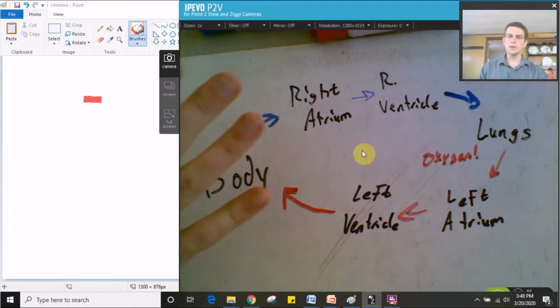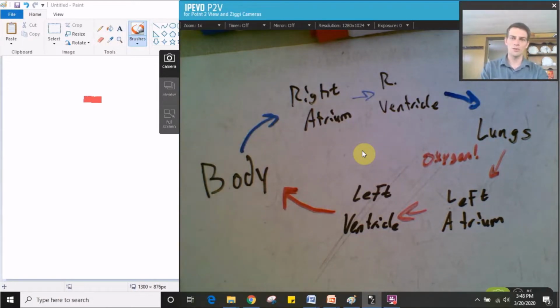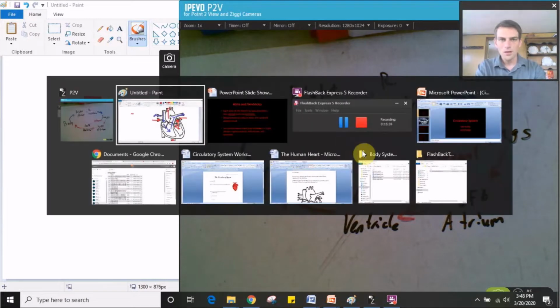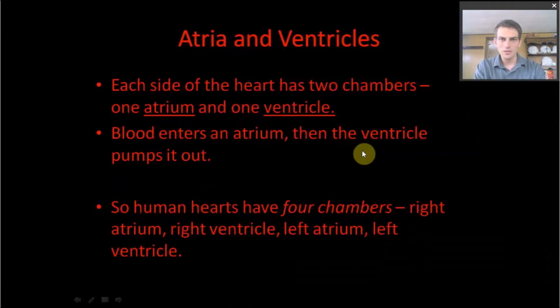Okay, so this would be a good little chart to write down for yourself. It'll help you to understand the whole flow of blood through your heart and lungs and body and make sense of everything. Okay, back to our slideshow then.